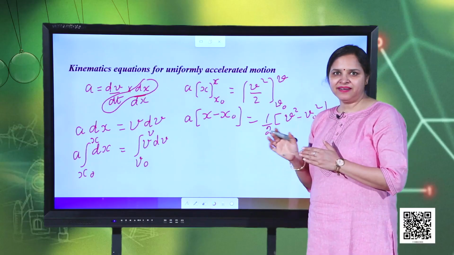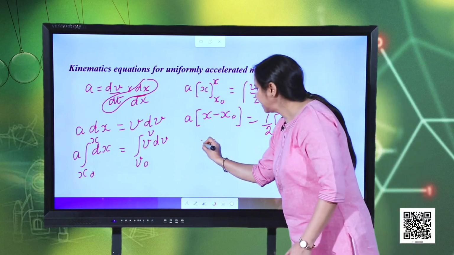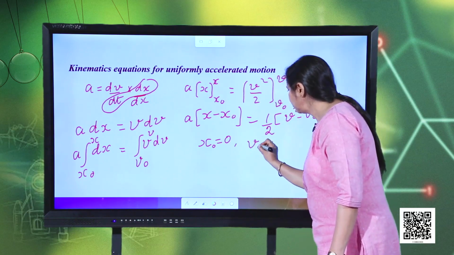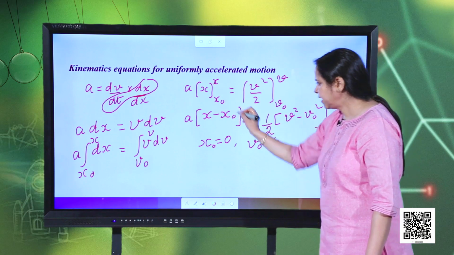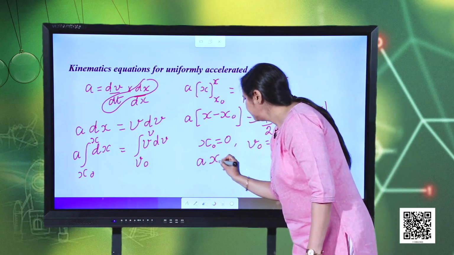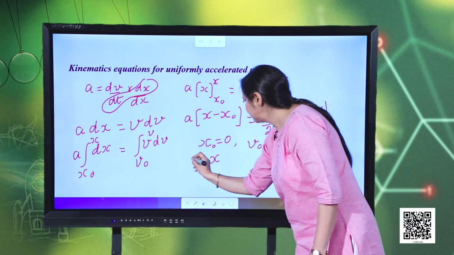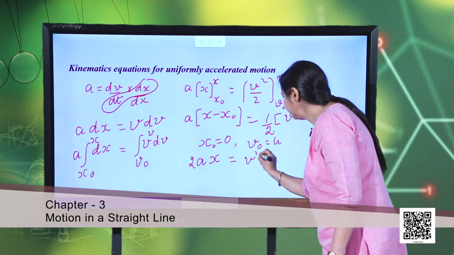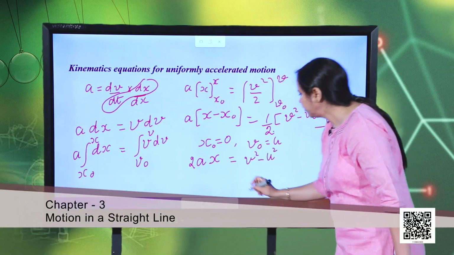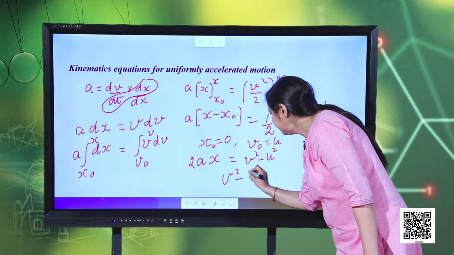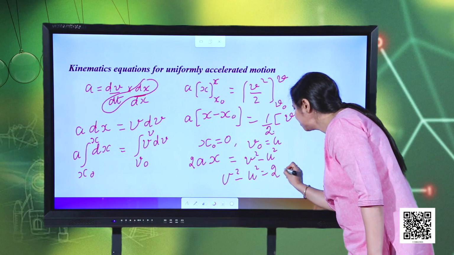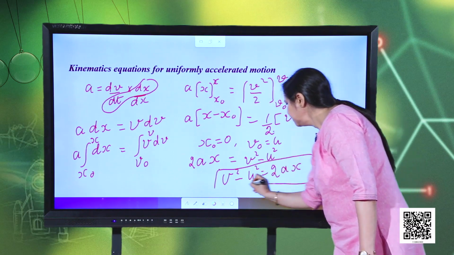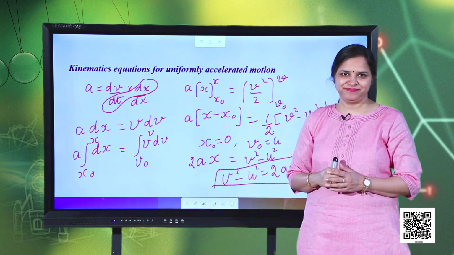Now, again making our equation simple, we consider x naught to be 0 and v naught equals to u. So, the equation becomes now ax, and this 2 can be taken to this side. So, it becomes 2ax is equal to v square minus u square, or we can write it as v square minus u square is equal to 2ax, and this is actually termed as the third equation of motion.